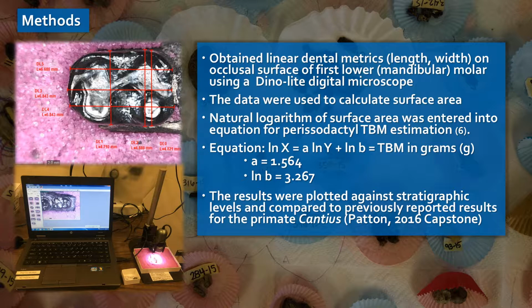A difference between this equation and the equation that Courtney Patton used was hers was developed strictly for primates, and it allowed her to use the first and second mandibular molars, whereas this equation is only used for first mandibular molars. The results were then plotted against stratigraphic levels and compared to previously reported results for the primate Cantius.